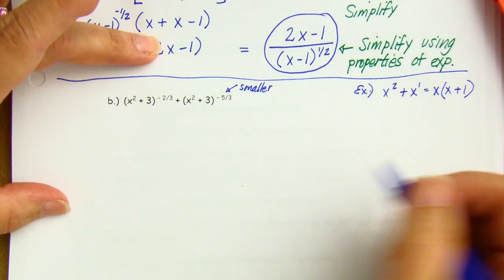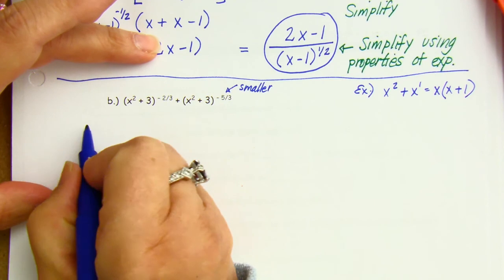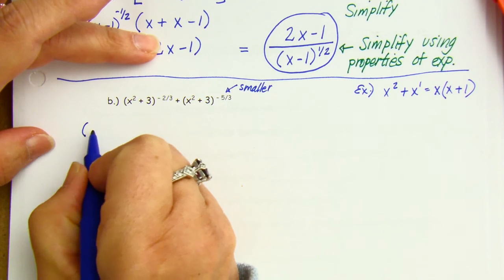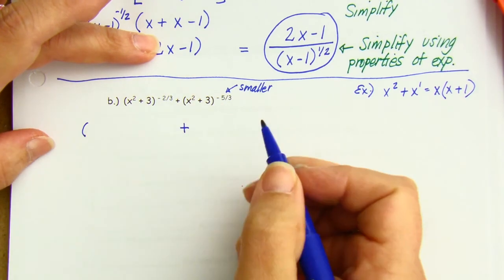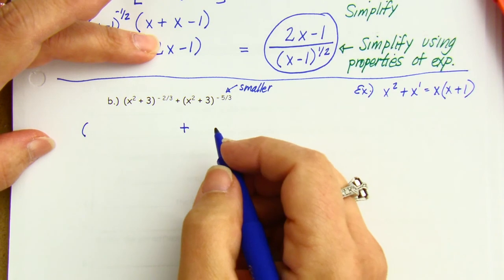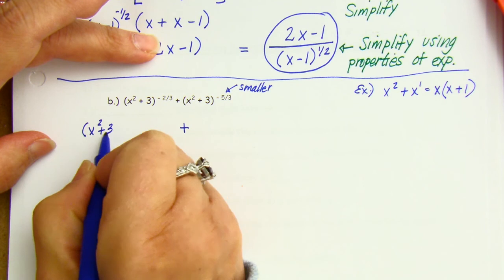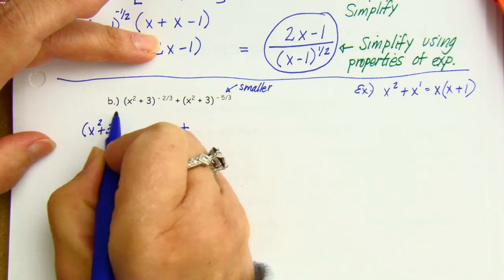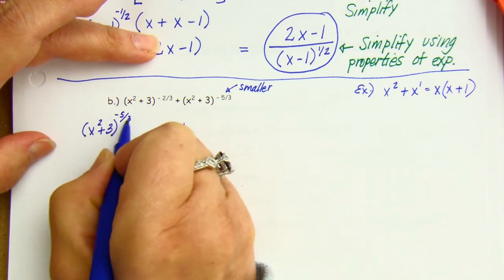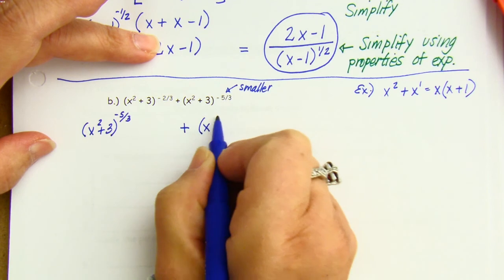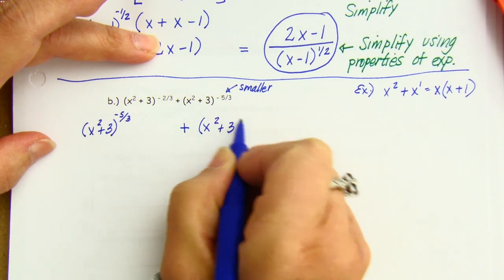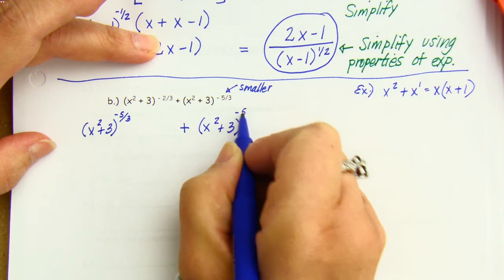Okay, the next step is copy. I'm going to put the plus sign. I like to do that first. And then I copy the GCF on each side of the plus sign. So the GCF is negative 5/3. And I'm just copying it on the left side of the plus sign and the right side.